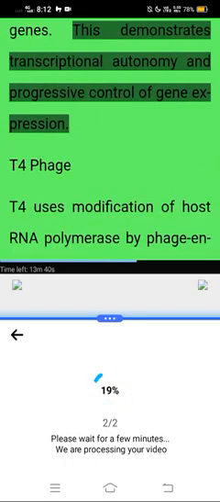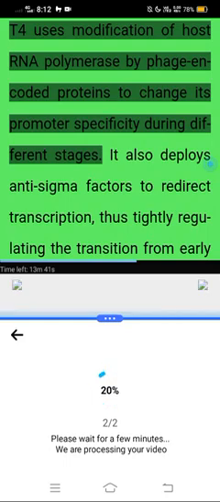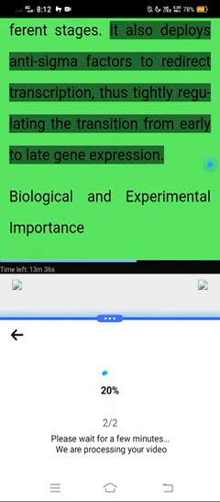T4 phage. T4 uses modification of host RNA polymerase by phage-encoded proteins to change its promoter specificity during different stages. It also deploys anti-sigma factors to redirect transcription, thus tightly regulating the transition from early to late gene expression.